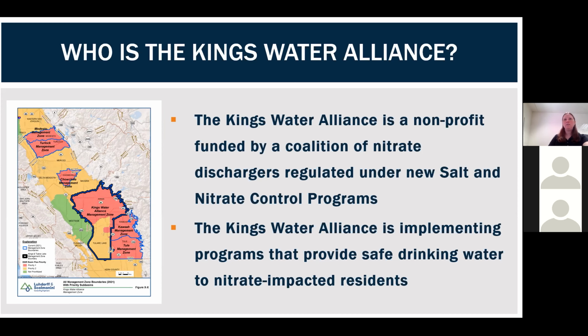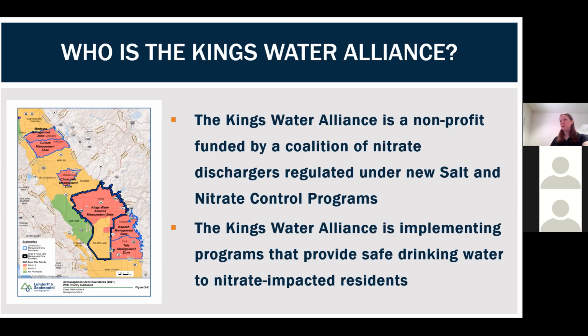The Kings Water Alliance is the governing body for the Kings Management Zone, encompassing parts of Fresno, which is over here, Tulare, which is over here, and Kings County. The groundwater subbasins that we represent are the Kings, which is located over here, the Tulare Lake, and a portion of the Kaweah, which are major components in our boundary.